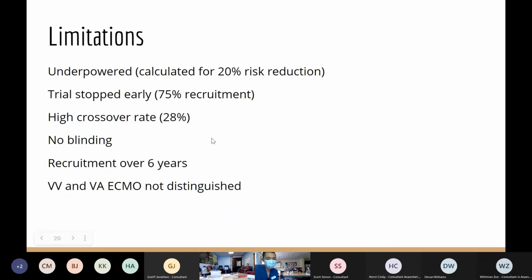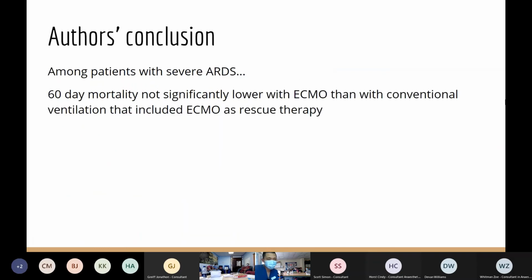There's a very high crossover rate. There was obviously no blinding. It's difficult to blind these patients, really. They've only blinded the clinicians who did the analysis. And the recruitment was done over 6 years. I don't think that's surprising. And for the crossover patients, some of them received VA ECMO, and this was not distinguished.